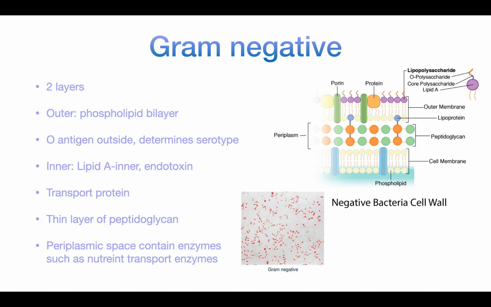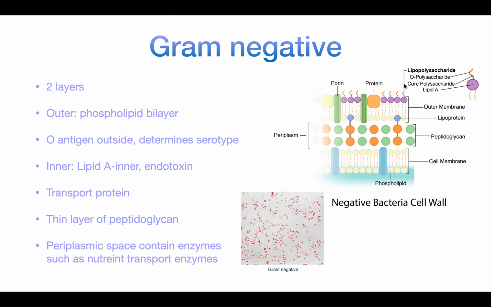Okay, so the gram-negative wall has two layers. The outer phospholipid bilayer has an O polysaccharide on the outside, and on the inside, the core is going to be polysaccharide lipid A. And the O antigen or the polysaccharide is going to determine the serotype, and the inner is going to be the endotoxin. So the O antigen is what the cells of our immune system recognize.